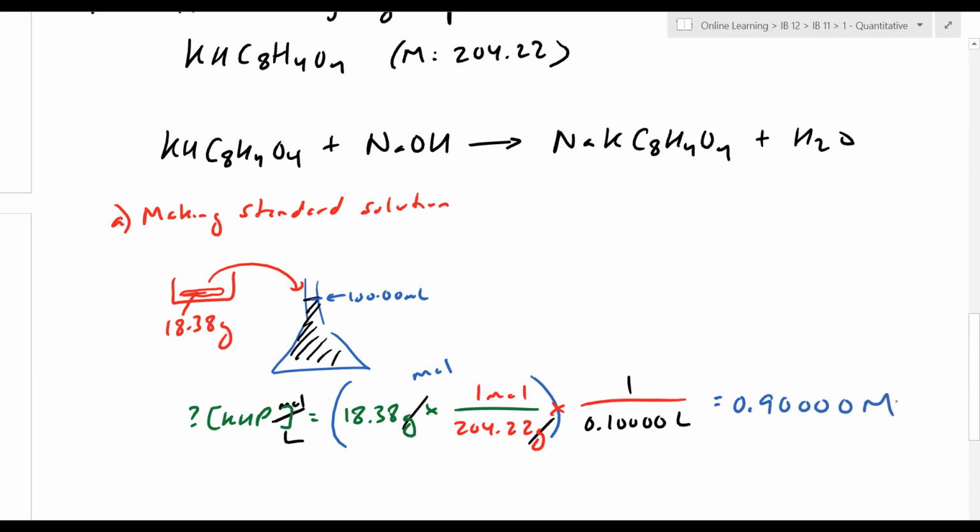0.90000 molar. I calculated it roughly because they told me my NaOH here was roughly about 1 molar solution. I wanted the KHPs to be pretty close. I could have made it 1 molar, but why not? Let's just do 0.9 molar.